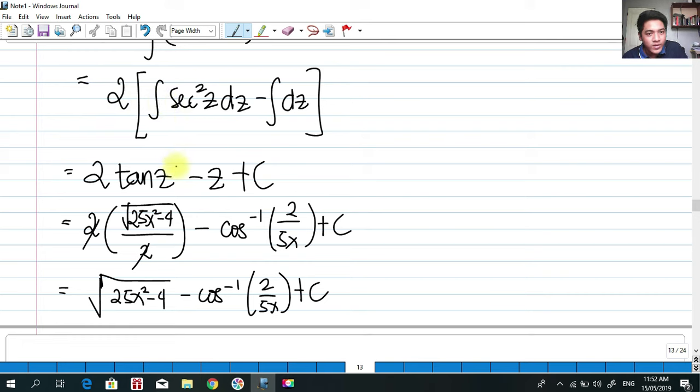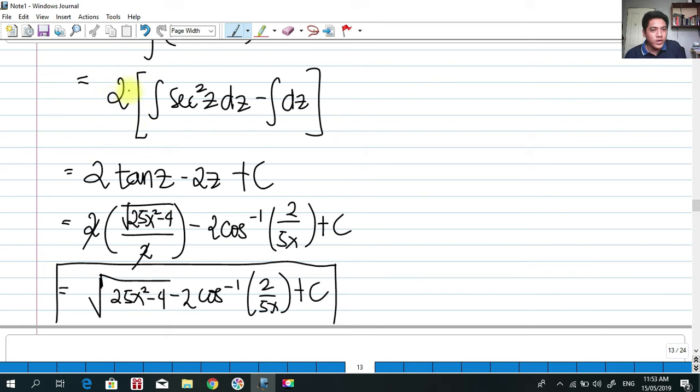And of course, we forgot to distribute 2 here. So this should also have a 2. I'm sorry. So we have negative 2z here. Because again, we try to distribute this 2. So this should have a 2 here and here also. So our final answer would be the square root of 25x squared minus 4, minus 2 arc cosine of 2 over 5x plus c. And again, we distribute the 2 factor 2 here in our integral.